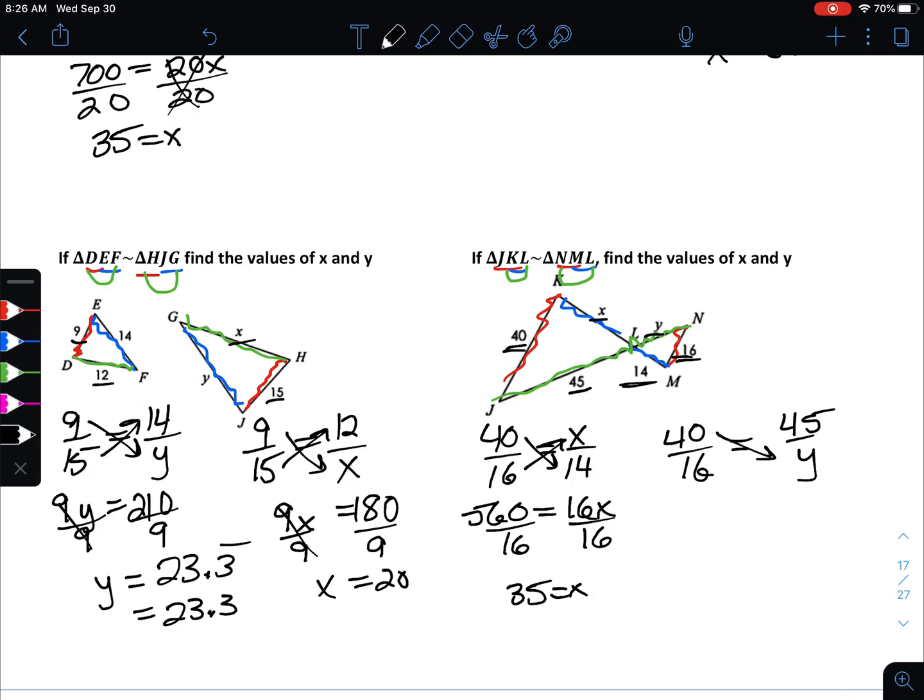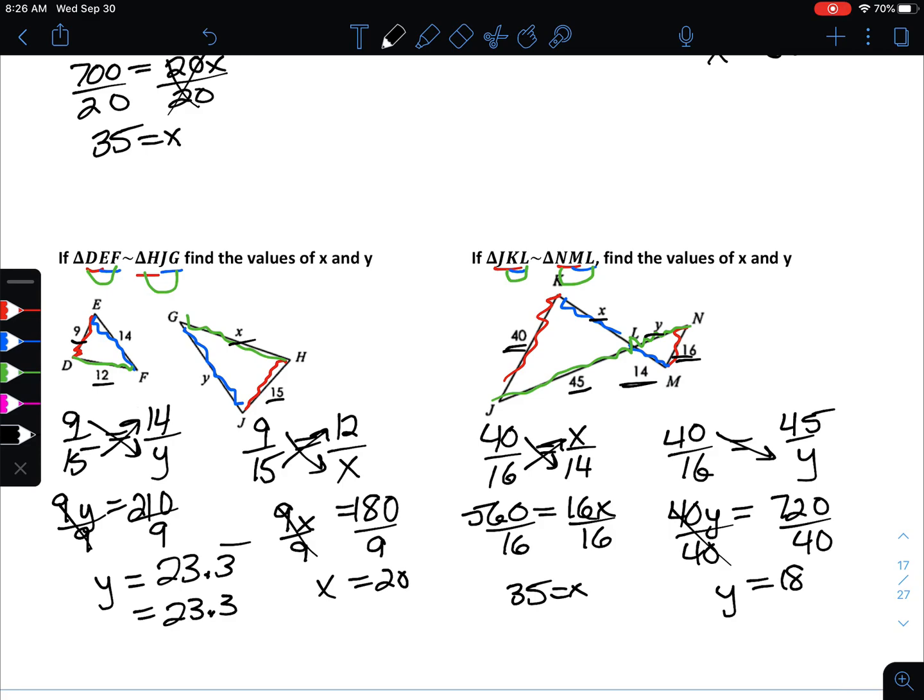So now to solve, we'll take 40 multiplied by Y is 40Y is equal to, take 16 multiplied by 45 is 720. So now to get Y by itself, take each side, divide by 40, and we're going to get that Y is equal to 18.